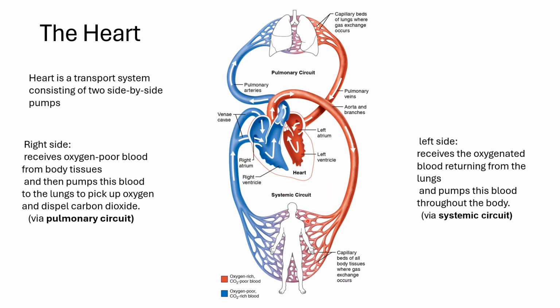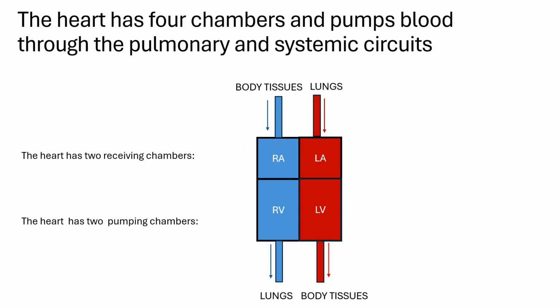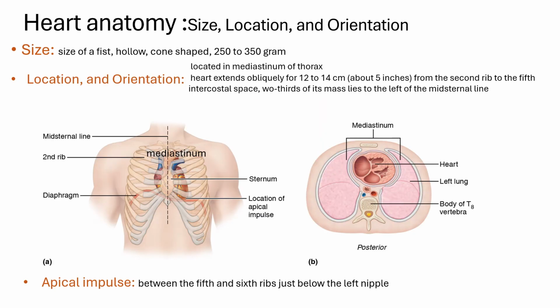This is our systemic circuit, and this is our pulmonary circuit. So this is the simple form. On the right side, the blood is coming from the body tissues and going to the lungs, and on the left side, the blood is coming from the lungs and going to the body tissues.